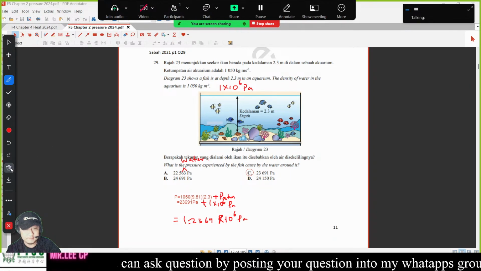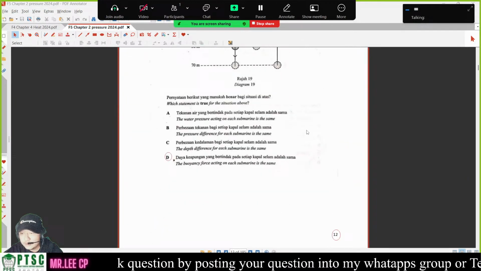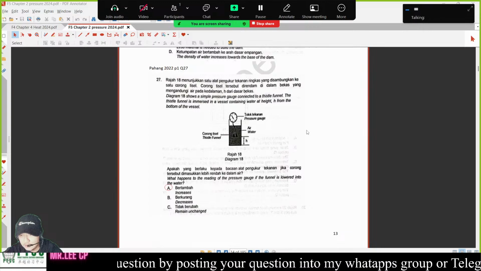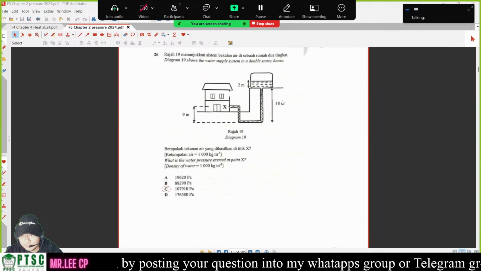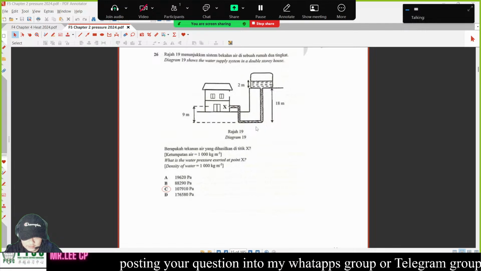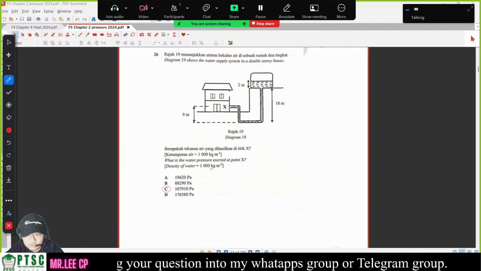Okay. So we try. For example, this kind of question, many of you don't know how to do. So how to do this kind of question?